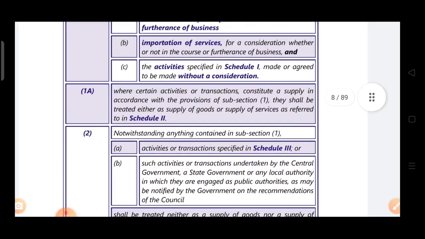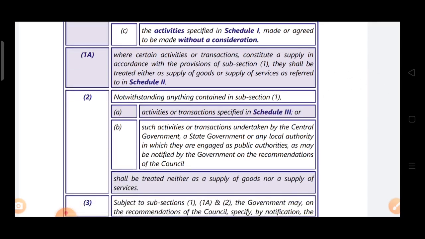Now 1A, what they have given, where certain activities or transactions constitute a supply in accordance with the provisions of subsection 1, they shall be treated either as supply of goods or supply of services referred to in schedule 2. Now if any activity is termed as supply, then it will be either supply of goods or services. It can't be both. It should be either supply of goods or supply of services. Whether it should be supply of goods or supply of services, that is mentioned in Schedule 2. In Schedule 2, various items are there and they have specified this is supply of goods, this is supply of services.